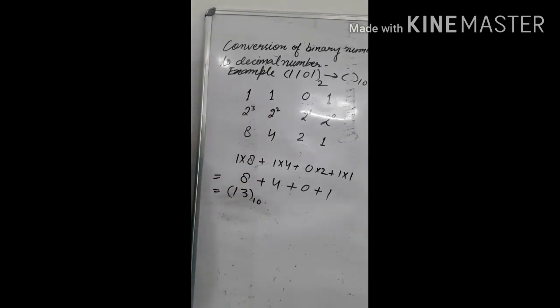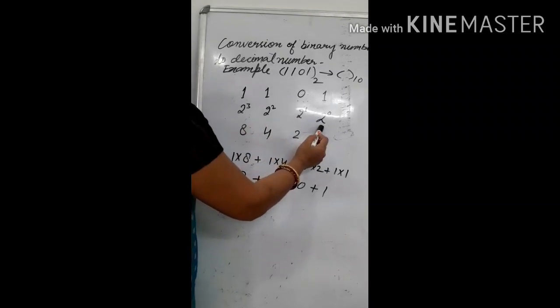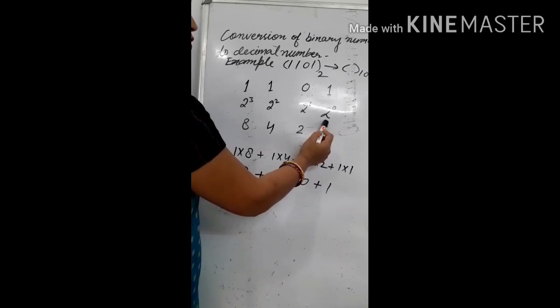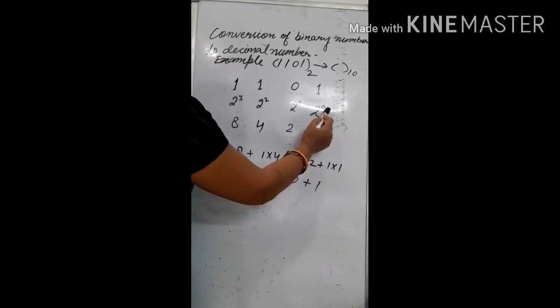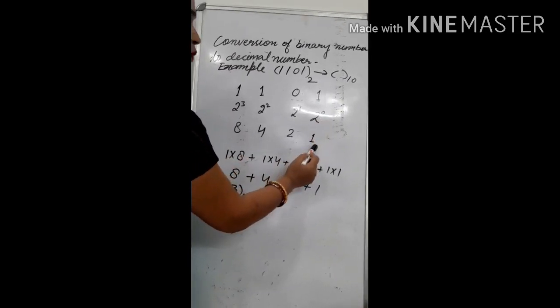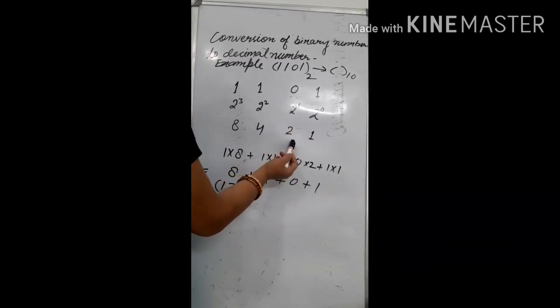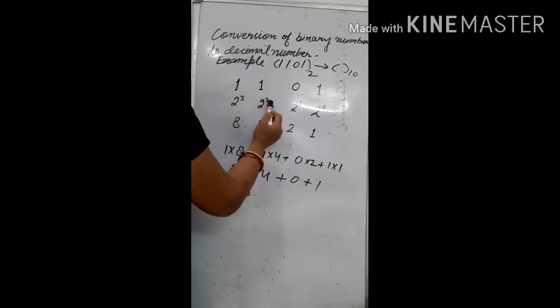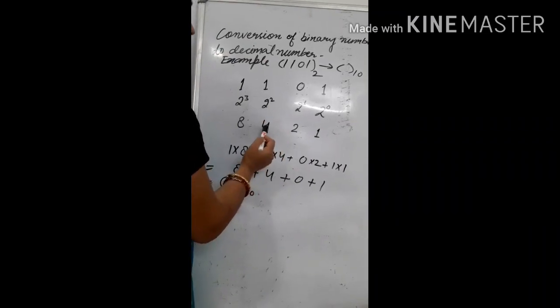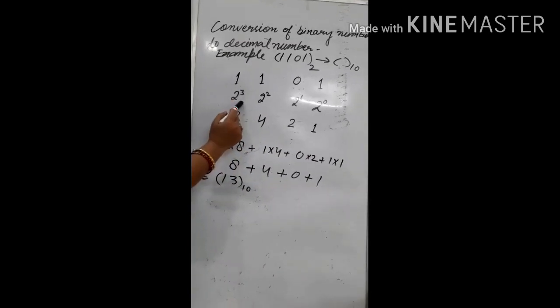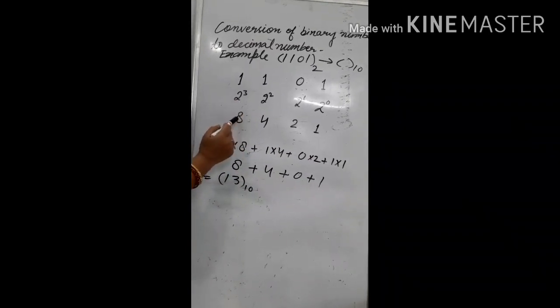Right? Now any number raised to the power 0 means 1 is equal to 1 as we know. So here also 2 raised to the power 0 is equal to 1. 2 raised to the power 1 means 2. 2 square means 2 into 2, that is 4. 2 cube means 2 into 2 into 2 is equal to 8.